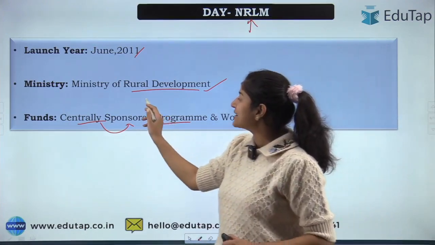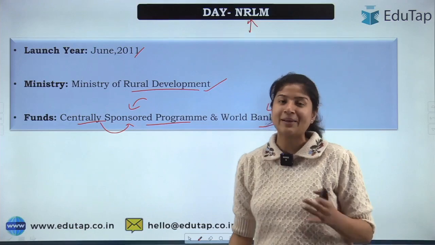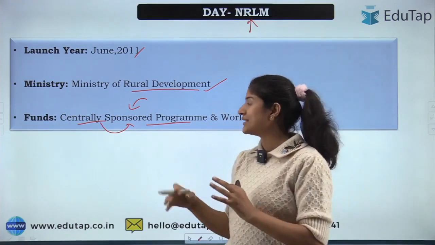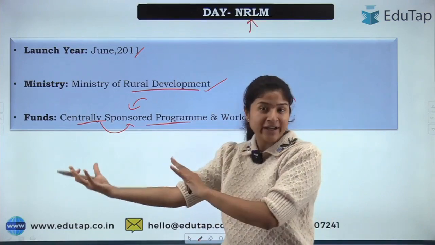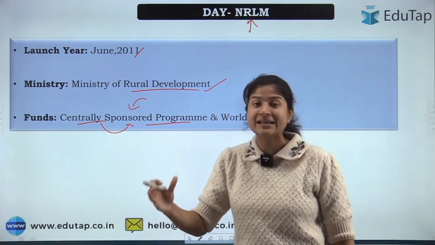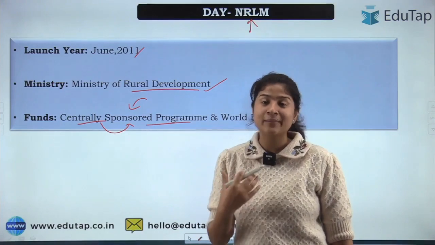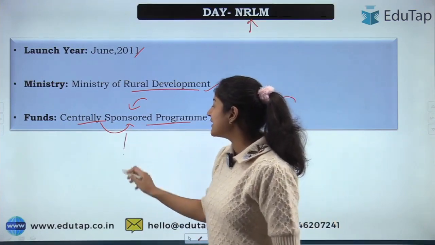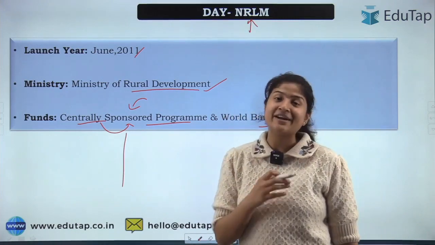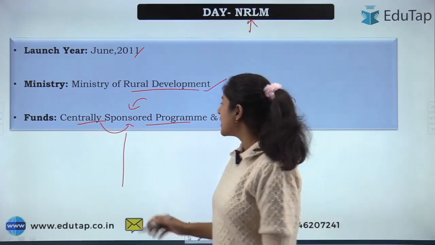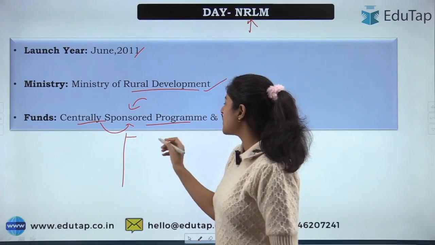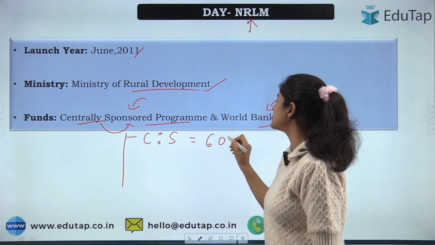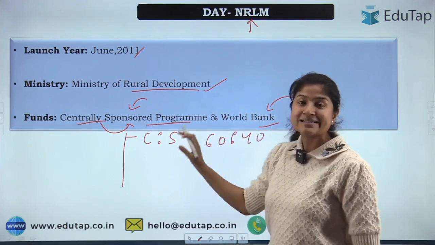Now, talking about centrally sponsored programs, what is it? There are two types of schemes, centrally sponsored and central sector. Central sector we have already covered in previous sessions. Central sector is when the central government gives 100% of the funds. What is centrally sponsored? The funds are divided between the center and the state. In the case of centrally sponsored schemes, the fund is divided in a 60:40 ratio. This is in general.